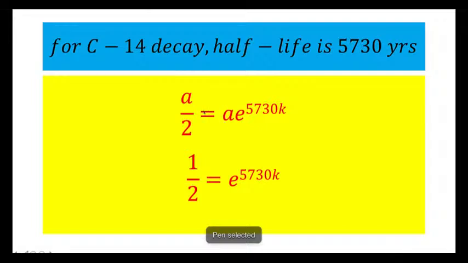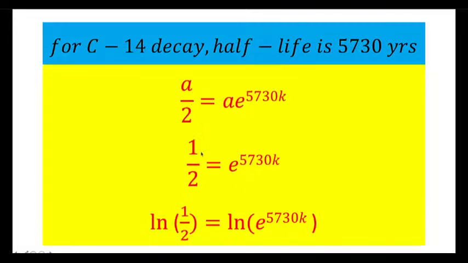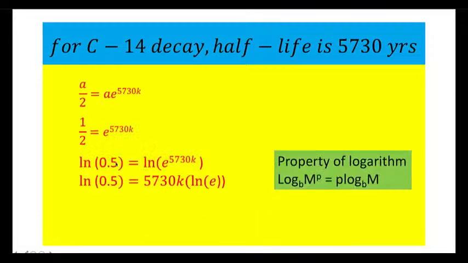Notice here that A and A are common. So what we can do is we can divide by A, we can divide by A. Therefore, we can cancel out the A. We have here 1. So we have 1/2. And then this A is canceled out. So we are left with e raised to this exponent. Now, from 1/2 equals e raised to 5,730k, since you have here a number, e raised to an exponent, we can simplify this by taking the logarithms of both sides. And since our base is e here, then we can get the natural logarithm of both sides. So we have ln of 1/2 equals ln of this expression. Now, I write 0.5 instead of 1/2 to conserve some space.